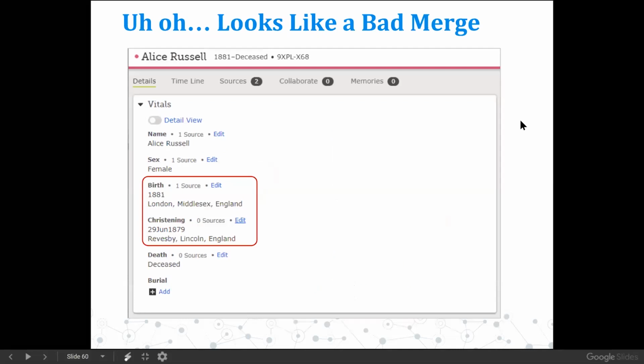But guess what I found as I looked at the kids? All of them looked good except Alice. What's wrong with Alice, you guys? Look at this information. Yeah, she's born 2 years after she's christened. And as far as I know, the Church of England did not practice premortal christening. And so this is evidence of a bad merge.